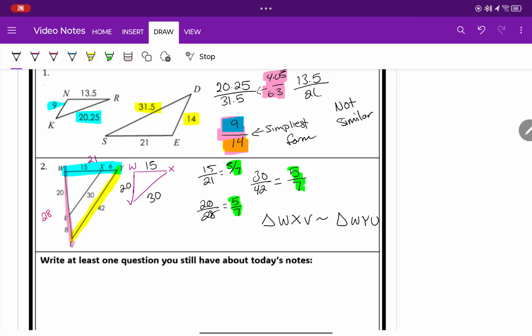All right. So you have 2 examples of triangles, one that's not similar due to my side similarity, and one that is. Please write down any questions you still have. Make sure you have at least one about our flipped classroom notes, and have a great afternoon.